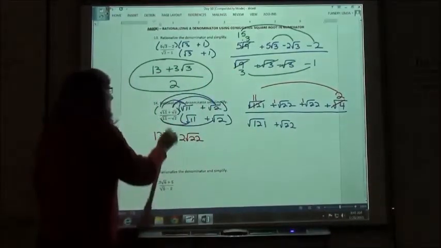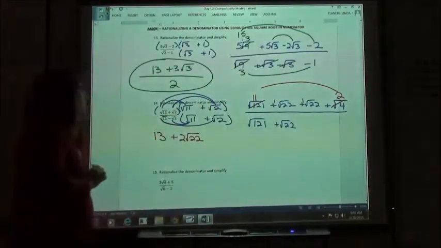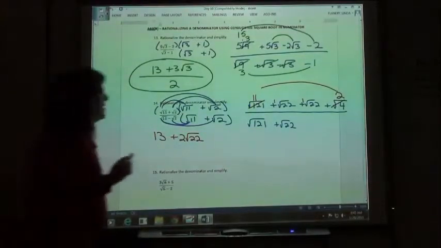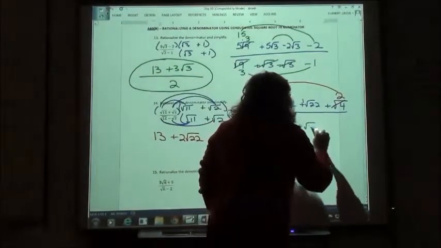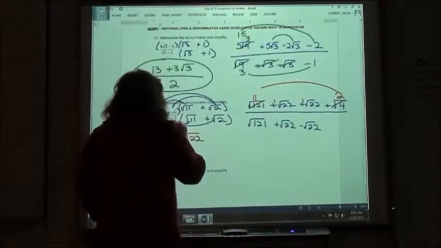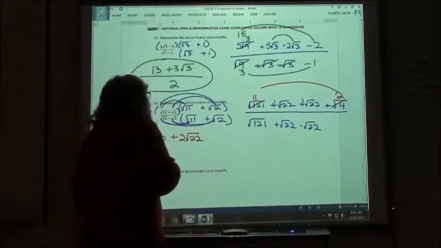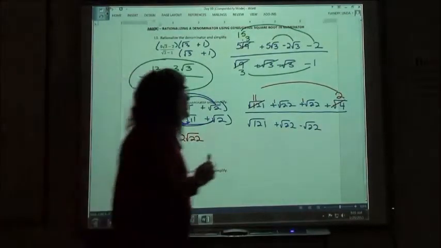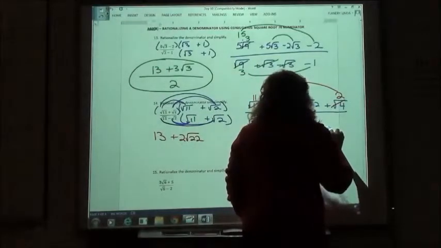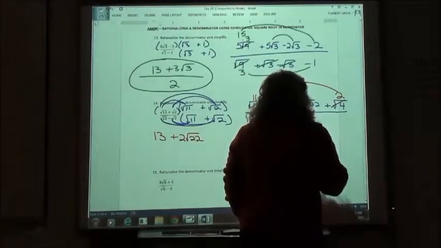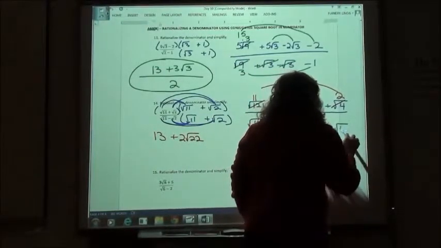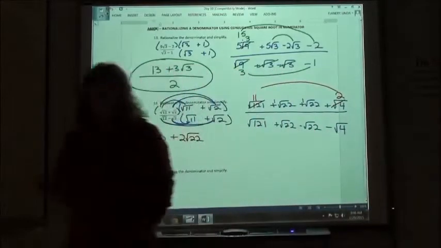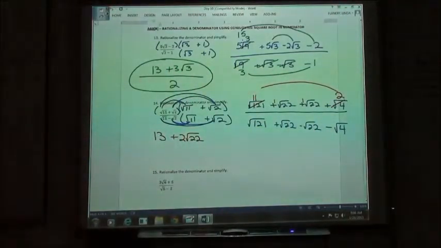The inside, negative square root of 2 times the square root of 11, minus the square root of 22. And then the last, negative square root of 2 times positive square root of 2: negative square root of 4, right? Positive times a negative is a negative.